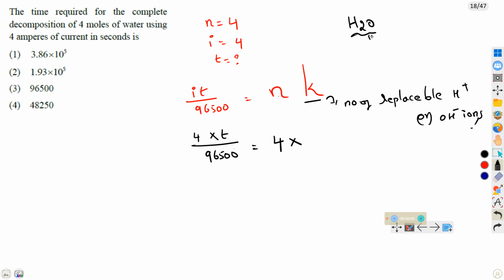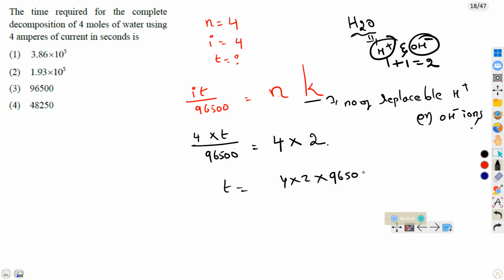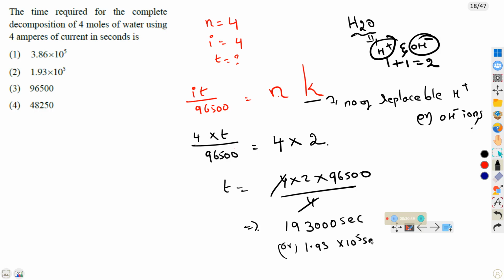H2O dissociates to give H plus and OH minus ions, 1 H plus and 1 OH minus. 1 plus 1 is equal to 2. So take the K value as 2. Then T is equal to 4 into 2 into 96500 by 4. The 4 gets cancelled. Simplify, then you will get 193,000 seconds, or it can also be written as 1.93 into 10 power 5 seconds. Second option is the correct option.